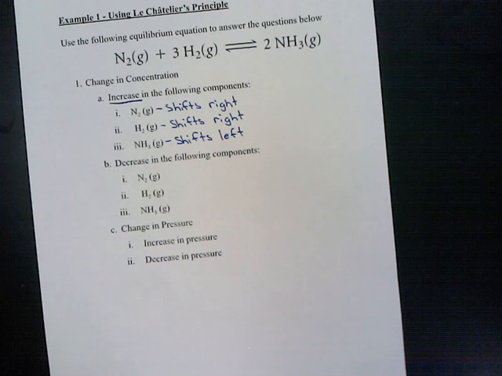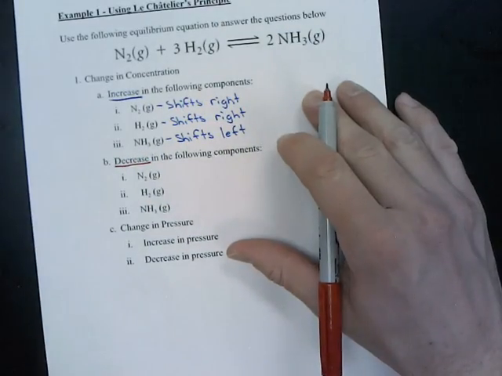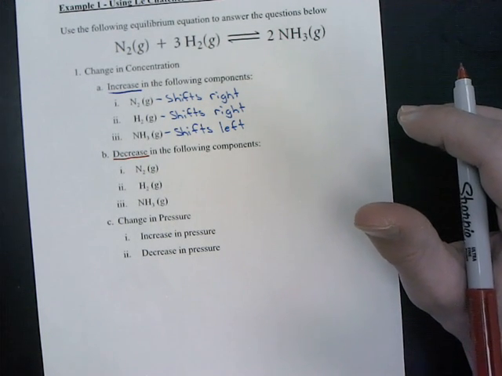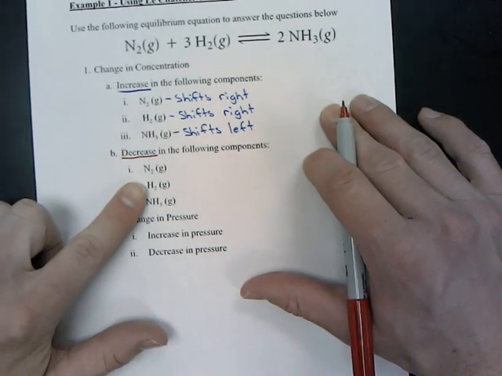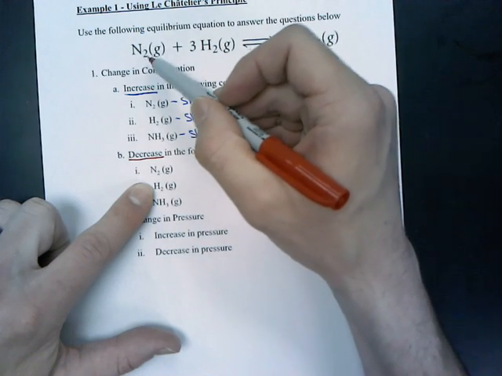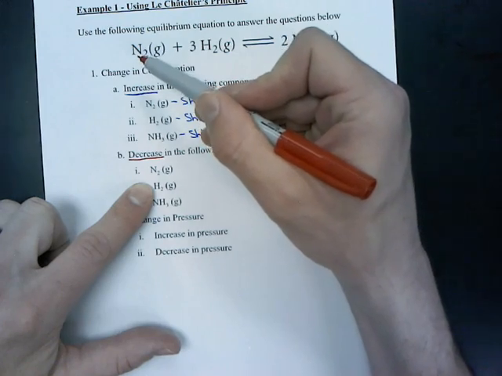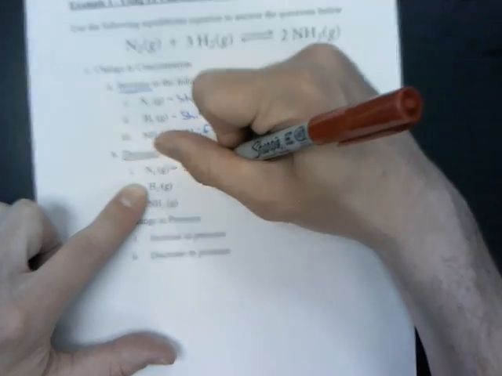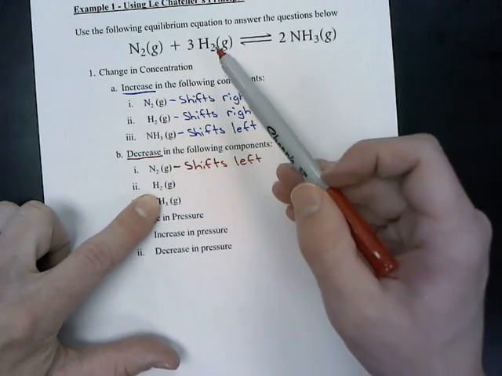Now, down below here, it says a decrease in these particular components. If you look back on page 1, a decrease of any component or concentration will shift the equilibrium to that same side of the equation. So we start again here with a decrease of N2. N2 is over here on the left. If we decrease it, it shifts to the same side. Because it's on the left, it is going to shift to the left.